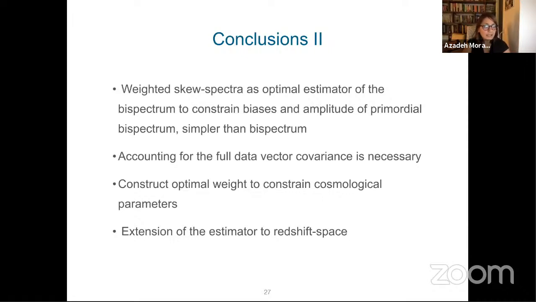We showed that accounting for the full data vector covariance is necessary. And what we have not included is the fact that all this is computed for real space measurements of the bispectrum or skew spectrum, but in reality we only measure things in redshift space. So one task is to extend this estimator to include redshift space distortion, and that is what we are currently working on.